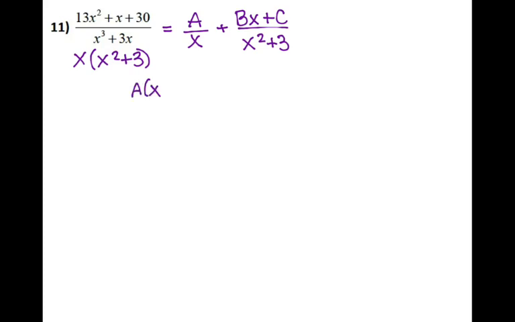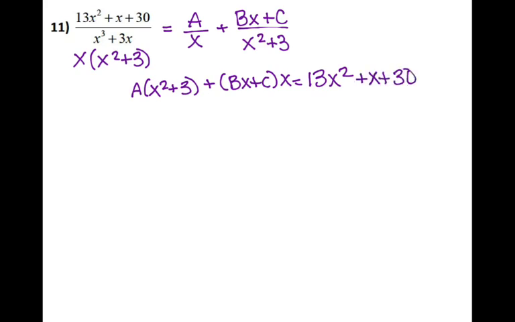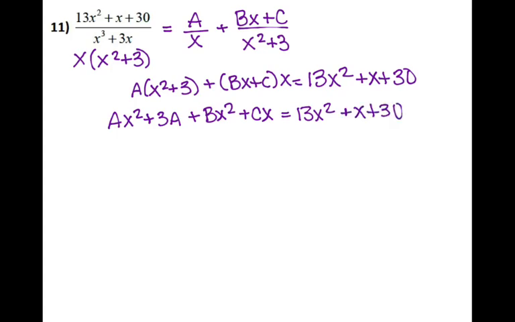So A times x squared plus 3 plus Bx plus C times x. And that, of course, is supposed to equal my original numerator, which is 13x squared plus x plus 30. All right, let's distribute. So Ax squared plus 3A plus Bx squared plus Cx, and that's supposed to equal 13x squared plus x plus 30.